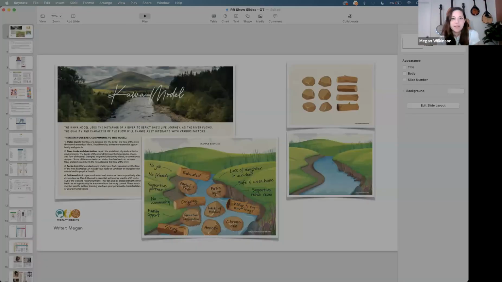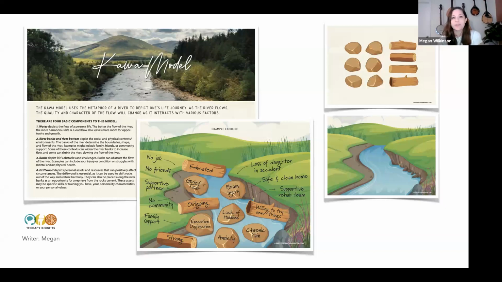So our first one, we're looking at a resource that's developed as an actual material to use in therapy related to the Kawa model. And this is such a wonderful model to use. I love the imagery of using a river as our life's journey and how we're moving through it. On the first page, it's describing all the different pieces of the Kawa model. So the water is the flow of the person's life. The riverbanks and the river bottom are those social and physical contexts, our environments.